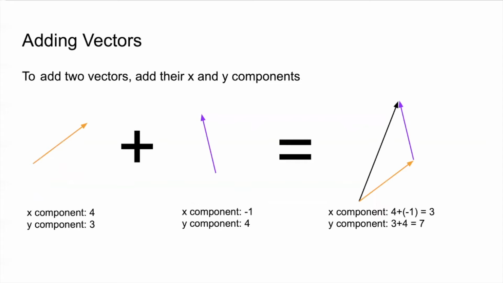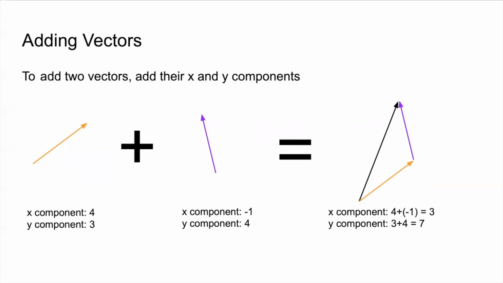To add two vectors together, you add their x and y components. So by adding them, you can use the tail to tip method. The tail of a vector is the side without the arrow, and the tip is the side with the arrow. So if you place the tail of one vector onto the tip of another vector without changing their magnitude or direction, then the resulting vector is the sum of the two vectors. And you just add their x and y components.